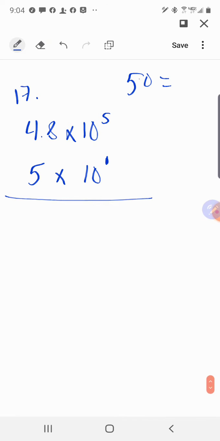All right, the thing is that if each whale weighs 4.8 times 10 to the 5th, we want to know what's the total weight for all the whales, and we have 50 whales, so I'm going to multiply. So once again, I'm going to break this problem up into two. I'm going to take 4.8, and I'm going to multiply that by 5. 4.8 times 5, I get 24.